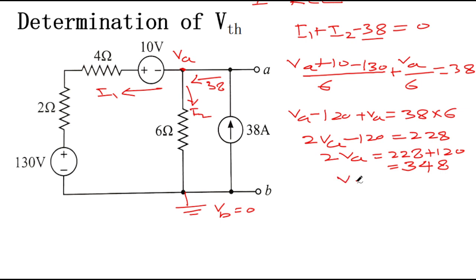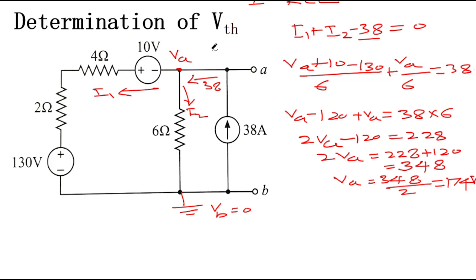So it will give you VA is equal to 348 divided by 2, and it is equal to 174 volt. So right, that is VTH here, it is coming from the KCL method, it is coming here as 174 volt. I hope it was a very easy method. Very easily we can find out the value of the VTH.